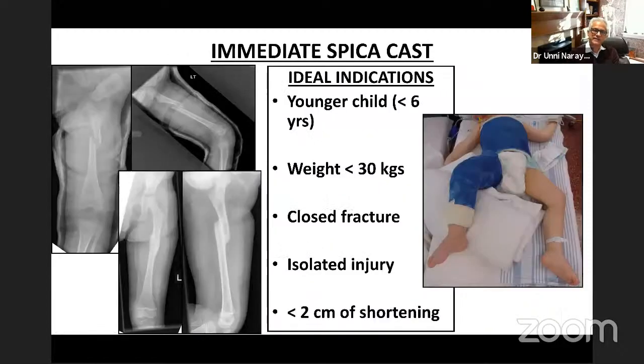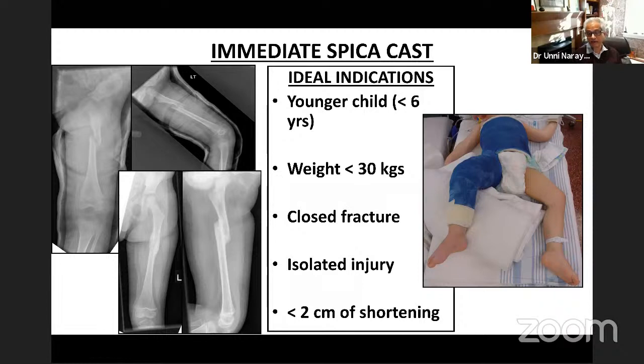There is a role for immediate spica casting. Ben did a very nice job of talking about it in the younger age group, and there are really no hard and fast rules about when you should stop. Some of the principles are weight, so 30 or 40 kilograms, when it starts to become a little bit more uncomfortable to transport these children. Clearly, open fractures and polytrauma are not good indications.